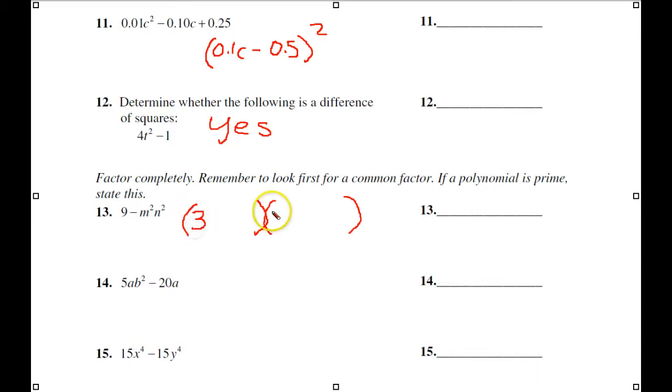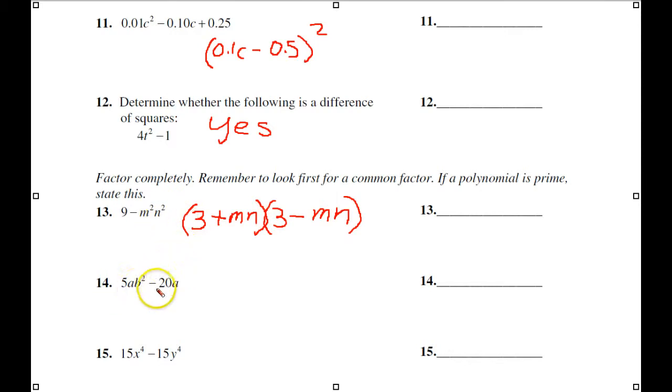Put a 3 there and a 3 there, and 1 will be a plus and 1 will be a minus. And that's just going to be M, N, M, N. And then if you FOIL it, you see you get what we have.